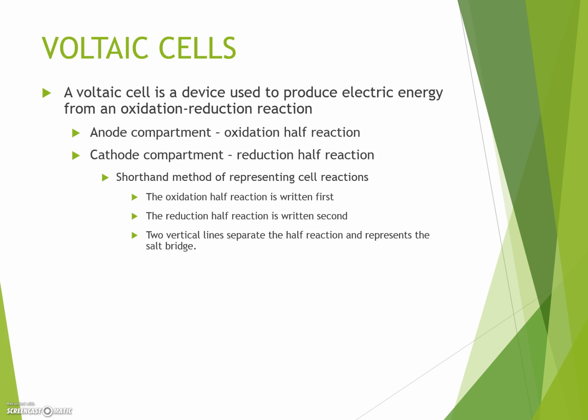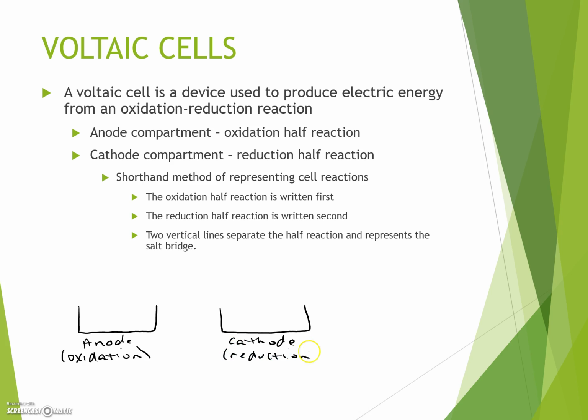So what we're going to do now is draw a very general diagram of a voltaic cell. So the first thing we're going to do is draw our two compartments. And there's lots of different ways that these compartments can be arranged. We're going to use them as two beakers. We're going to put the anode compartment on the left-hand side and the cathode compartment on the right-hand side. And remember that the oxidation half reaction is going to take place in the anode, and the reduction half reaction is going to take place in the cathode.